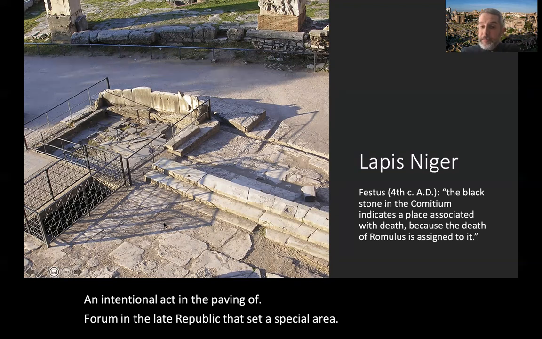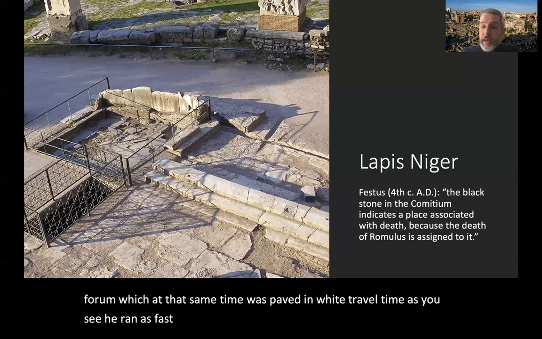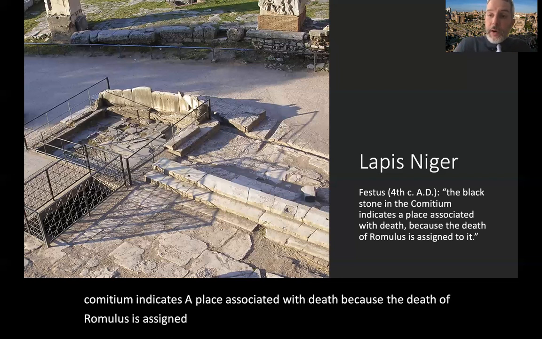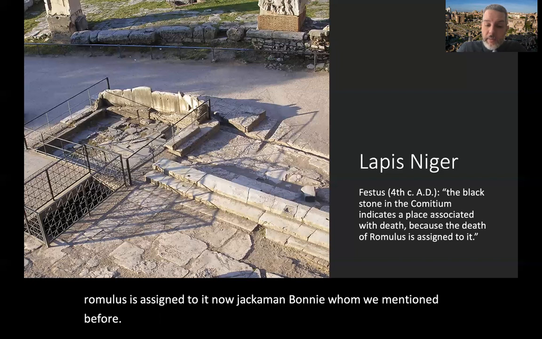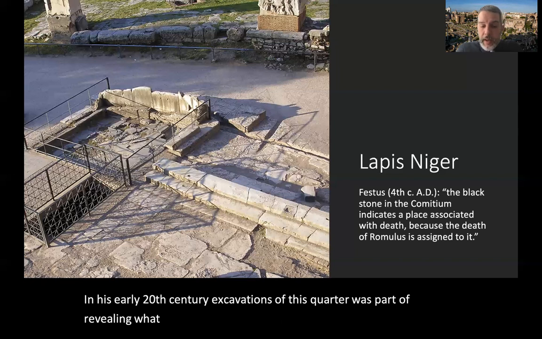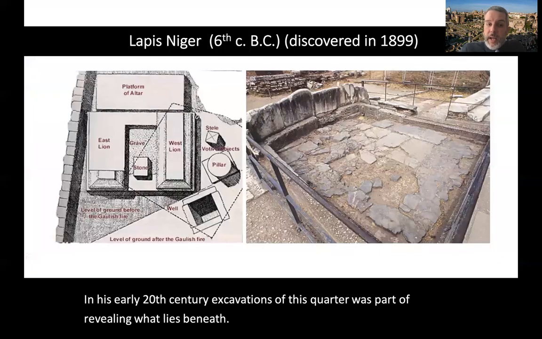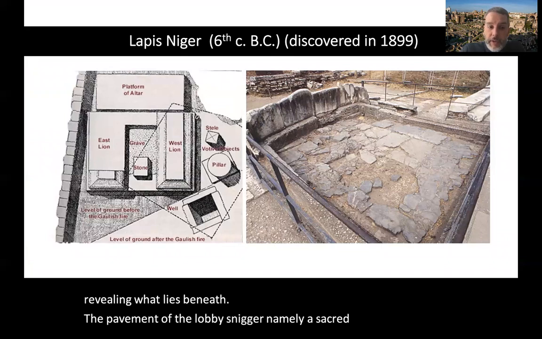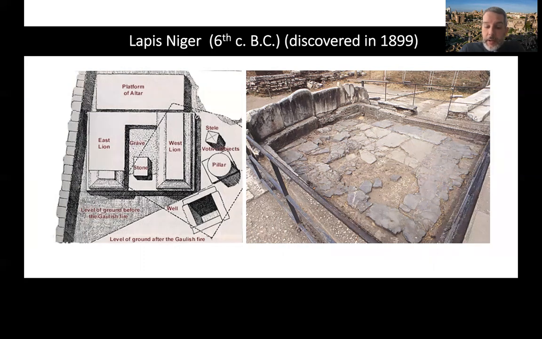And as Festus, the late source, comments, the black stone in the Comitium indicates a place associated with death because the death of Romulus is assigned to it. Now, Giacomo Boni, whom we mentioned before, in his early 20th century excavations of this quarter, was part of revealing what lies beneath the pavement of the Lapis Niger, namely a sacred and cultic area that includes altars and votive deposits, as well as monumental commemorations of what are clearly early phases of the city's history.